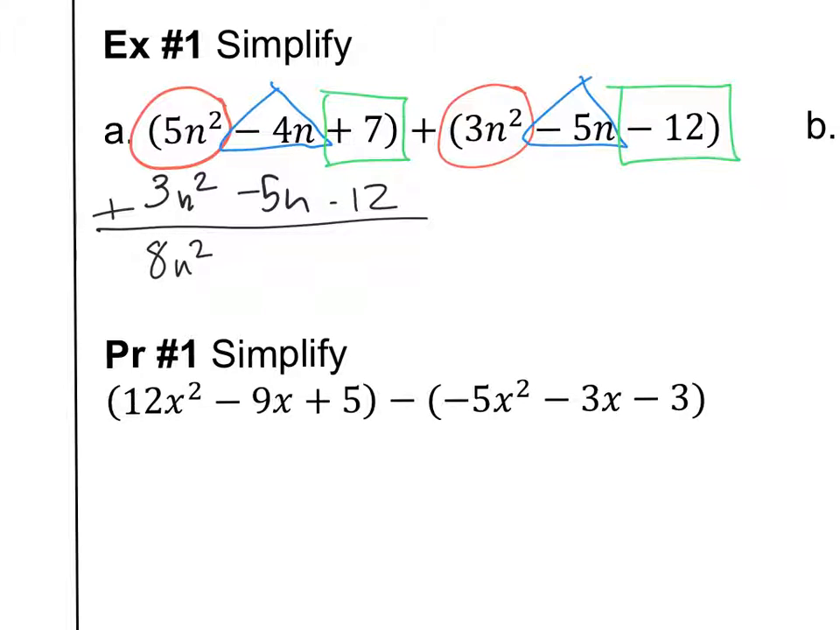All right, let's keep going. Negative 4n, negative 5n, that's negative 9n. And 7 and negative 12, that's negative 5. Boom. That's it. That's all there is to it.